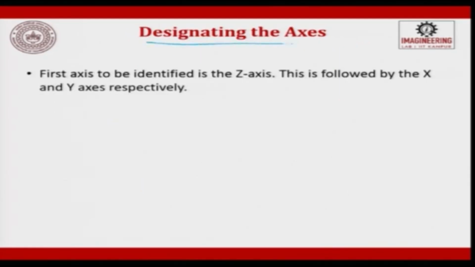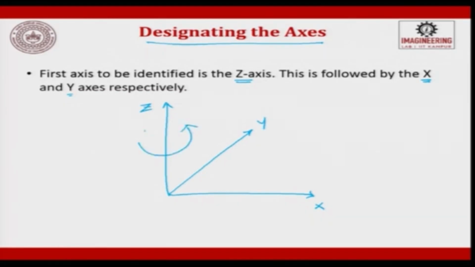So, the designation of the axes is very important. The first axis to be identified in a CNC machine is going to be z, followed by the x axis, and then the y axis. So, if we put it back into coordinate form, this is your z axis, this is your x axis and this is your y axis. This is your c axis, this is your b axis and this is your a axis. So, first you will start with z, then x and then y, and then you will go for the rotational axis, whatever it is.